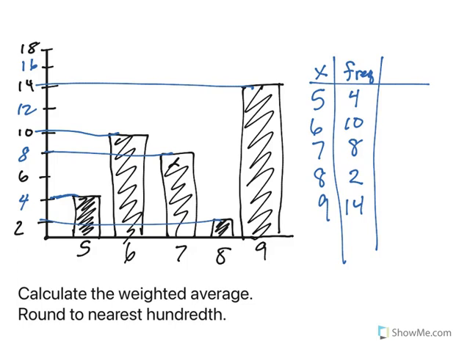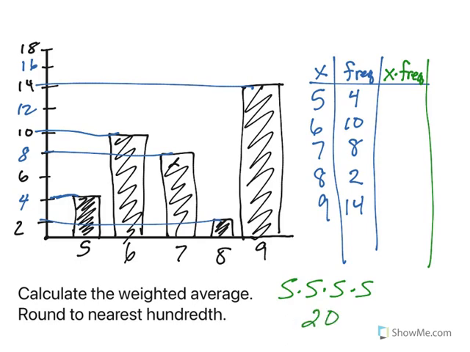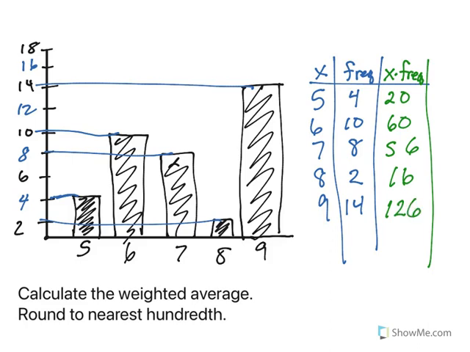Now, our next step is going to be to multiply X times the frequency. We're doing that because, as we mentioned, if we have 5 written down 4 times, that's the same as having 20 total value, right? Because 5 times 4 is 20. So multiplying these just says, let's figure out how much value we have with each of our X's. So 5 times 4 is 20. 6 times 10 is 60. 7 times 8 is 56. 8 times 2 is 16. And 9 times 14 is 126.